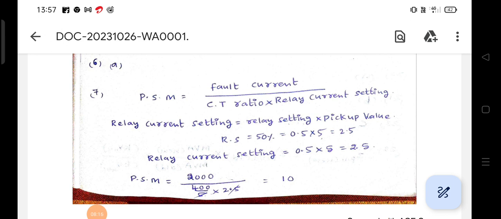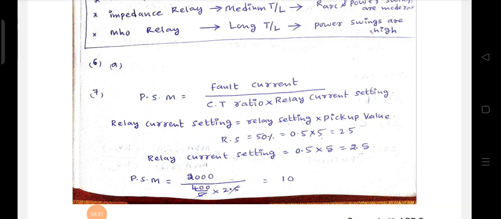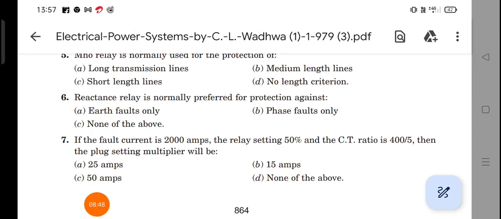Then plug setting multiplier is equal to fault current, whose value is 2000, divided by CT ratio, 400 by 5, into relay current setting, whose value is 2.5, already calculated. 2.5 into 5... that is 400 by 2, which is nothing but 200. 2000 divided by 200 is 10. Then the plug setting multiplier value of 10 is the correct answer. Now see the answers. The first option is 25 amperes, not correct. B is 15, not correct. C is 50 amperes, not correct. That means the answer is none of the above.